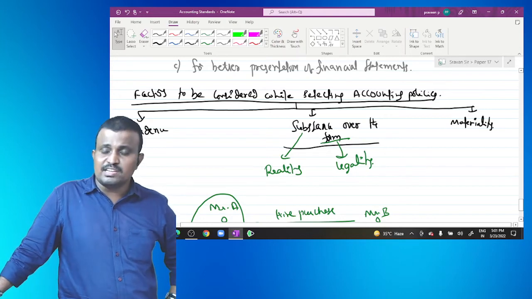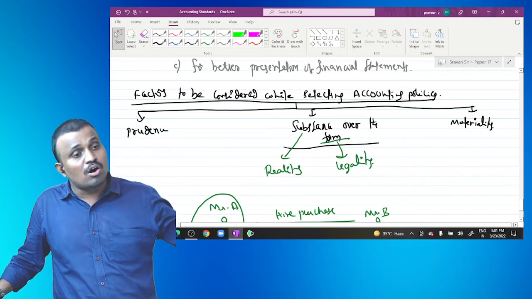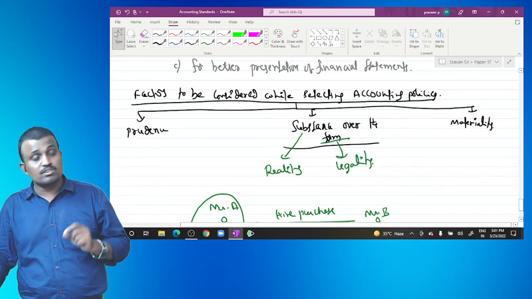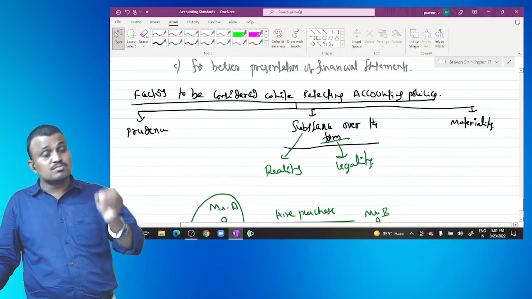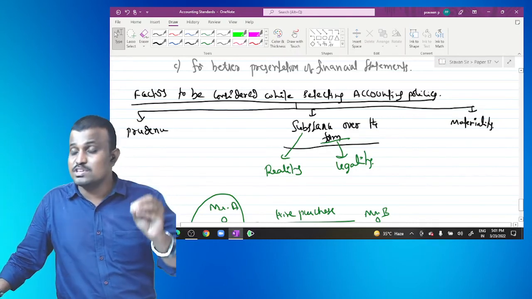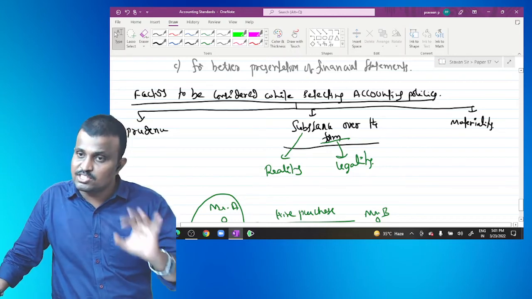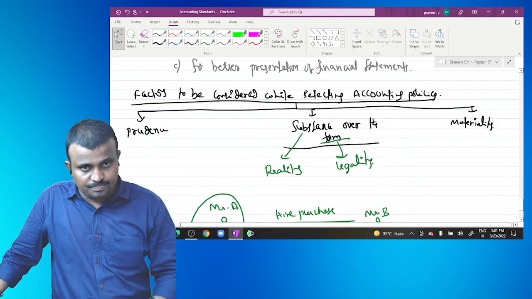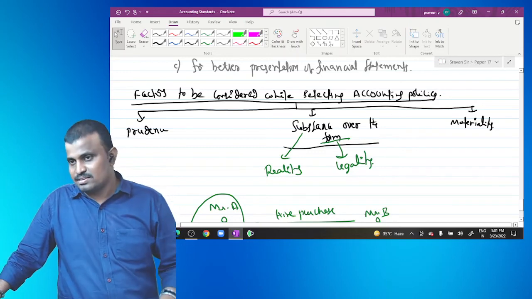So materiality, actually we have one. Financial statements should disclose all material items only. So what is meant by material items? Material items are nothing but those items which affect the decision of the users of the financial statements. Those items are called material items.